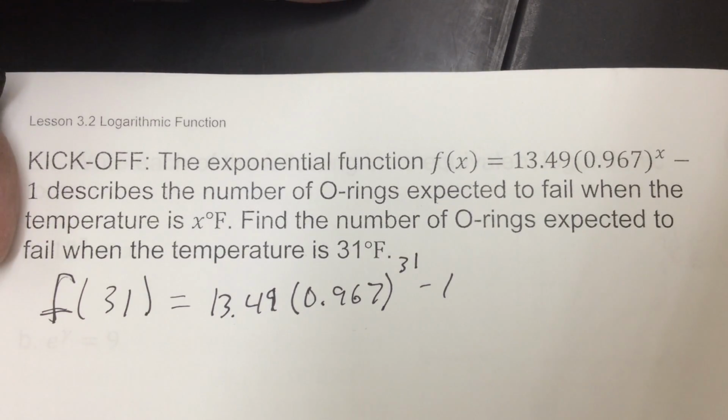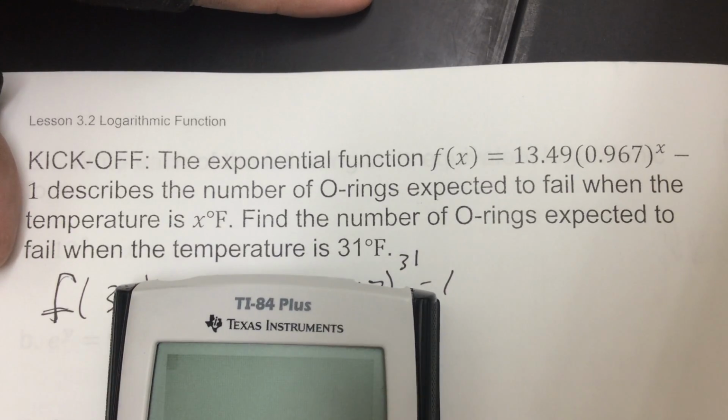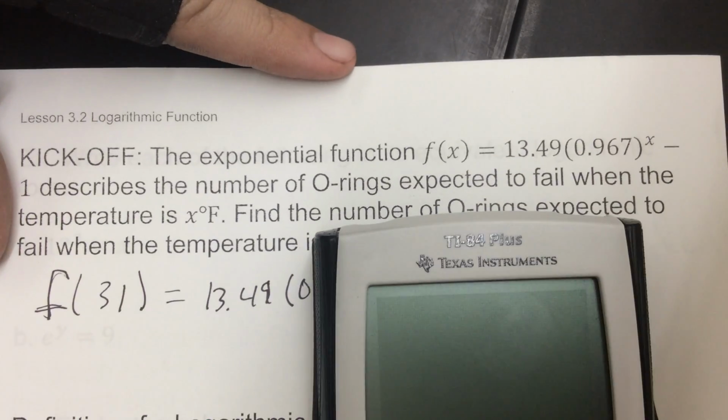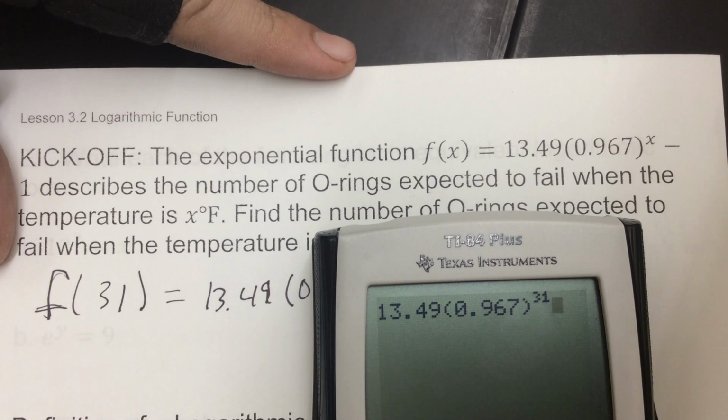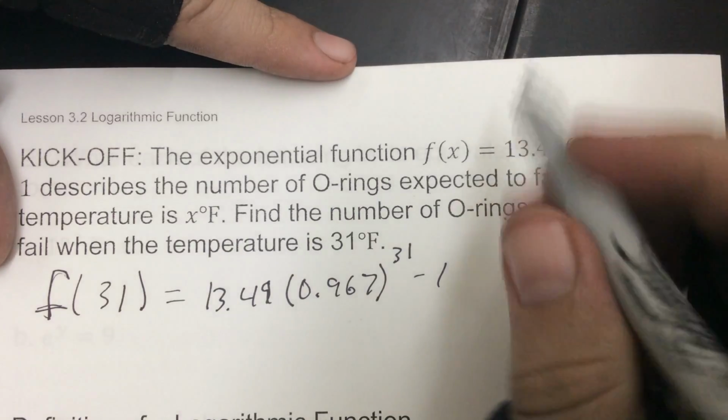So if we take our calculator, and so we do 13.49 parentheses 0.967 close parentheses raised to the 31st. Make sure you arrow to the right to get out of the exponent. And then minus 1 equals 3.766, so 3.77.